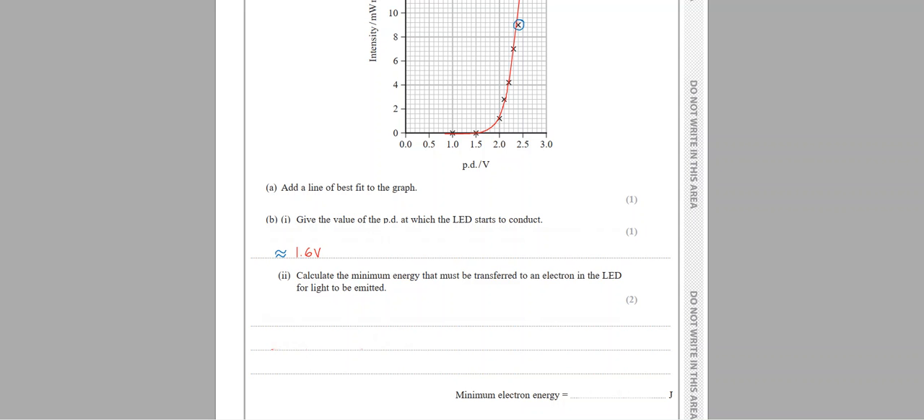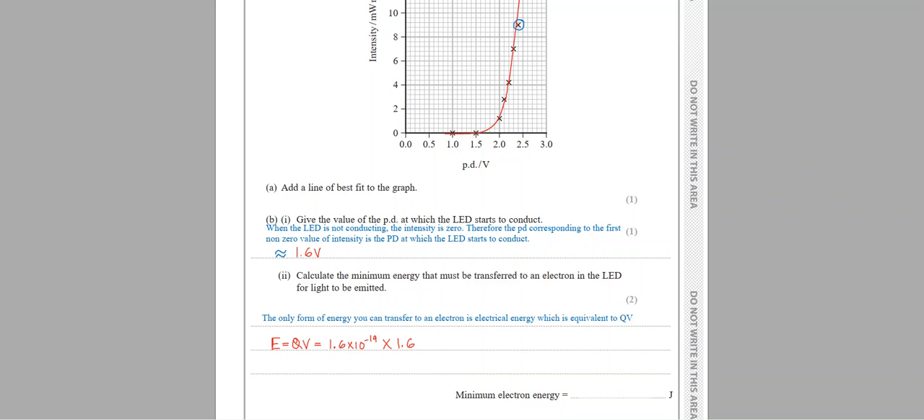Then the question asks, calculate the minimum energy that must be transferred to an electron in the LED for light to be emitted. Question says minimum energy. Energy is always E equals QV, and you just multiply the voltage that you just found out from the previous question with the charge of an electron. The only form of energy you can transfer to an electron is electrical energy, when it's in the circuit of course, which is equivalent to QV. And this is your answer, 2.6 times 10 to the power minus 19.